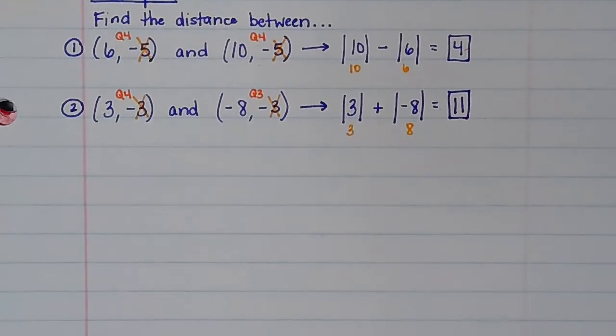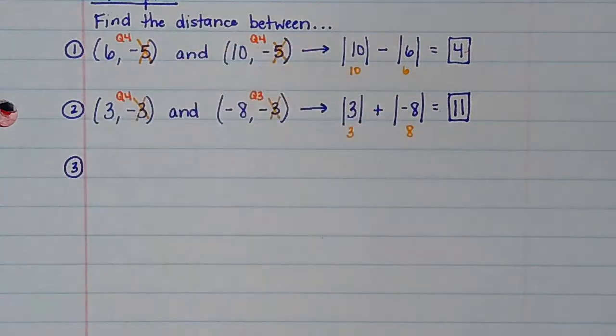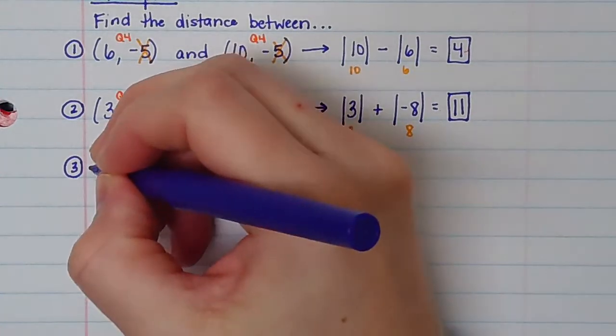Okay, let's try another one. Really the main goal here is figuring out if they're in the same or different quadrants. Once you know that, then you can really just add or subtract to figure out what you're supposed to do. All right, next one is 10, 6.